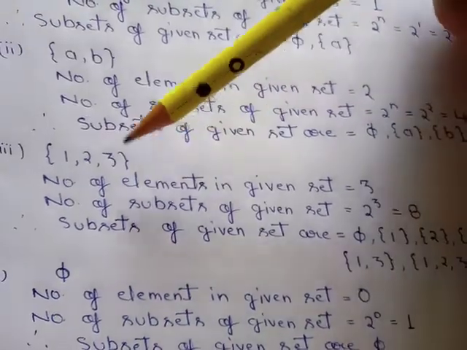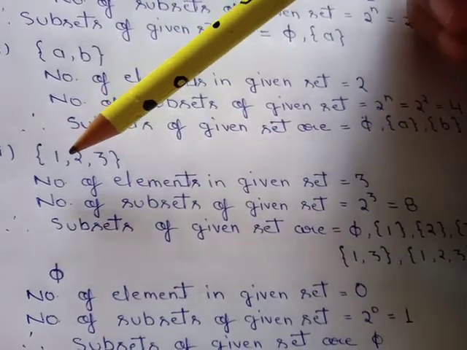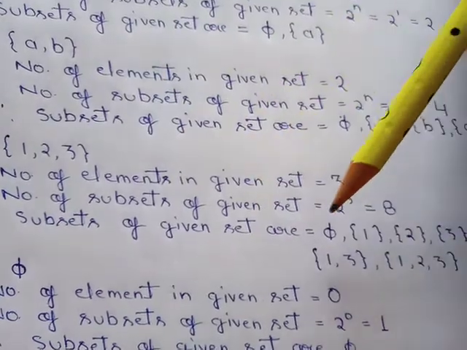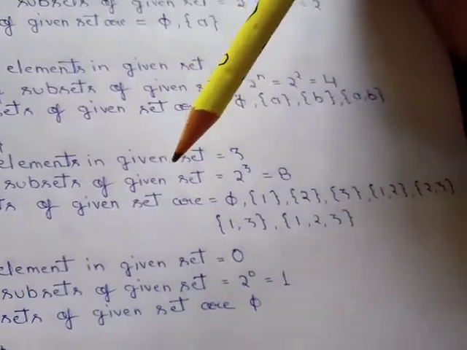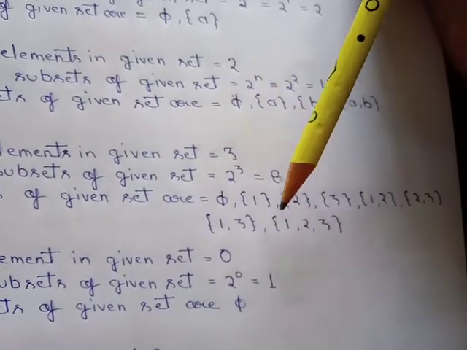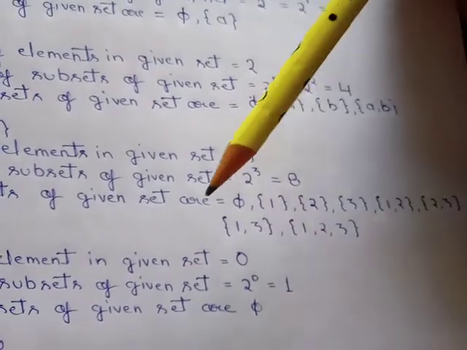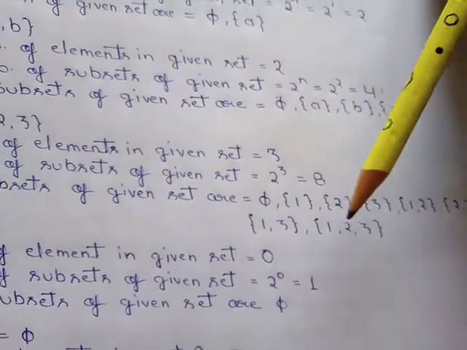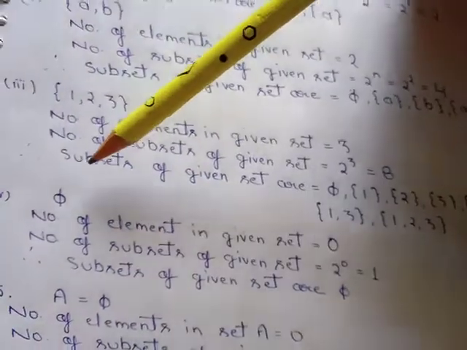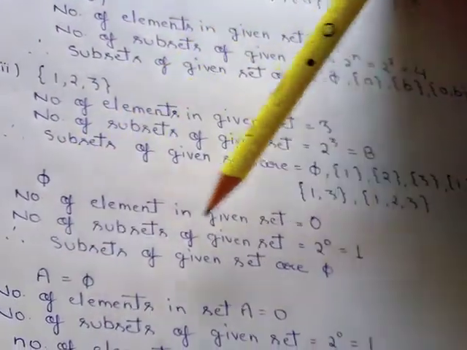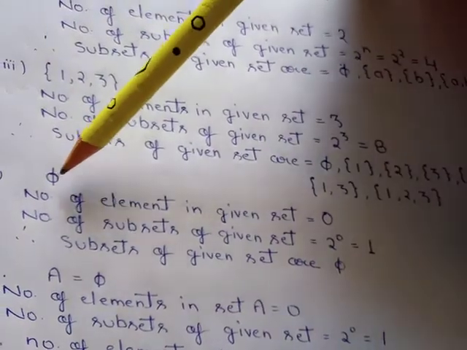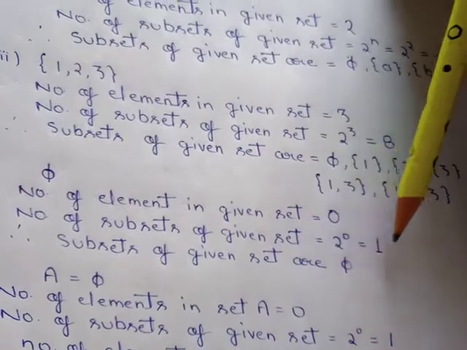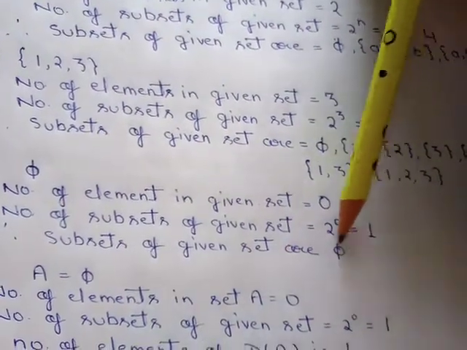Now the next, third part, set 1, 2, 3. The number of elements in the given set is 3, and the number of subsets of the given set is 2 to the power 3, which means 8. Now the subsets of the given set are phi, 1, 2, 3, 1 2, 2 3, 1 3, and 1 2 3. It means 1, 2, 3, 4, 5, 6, 7, 8. There are 8 subsets of the given set. Now next, phi. The number of elements in the given set is 0, because phi is an empty set. So the number of subsets of the given set is 2 to the power 0, which means 1. So the subset of the given set is phi only.